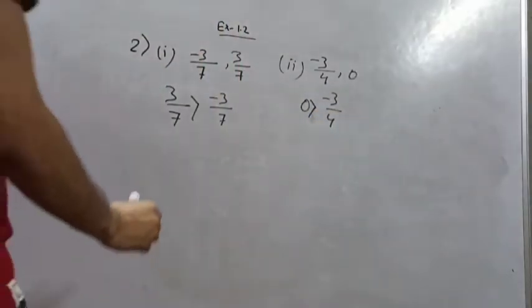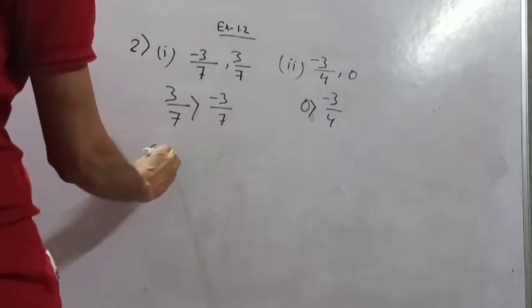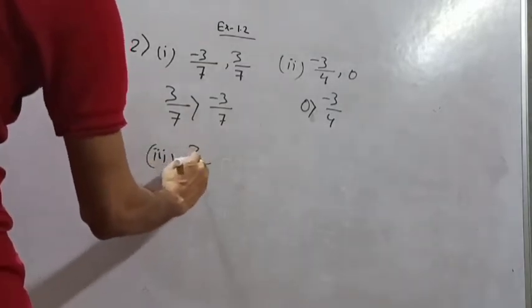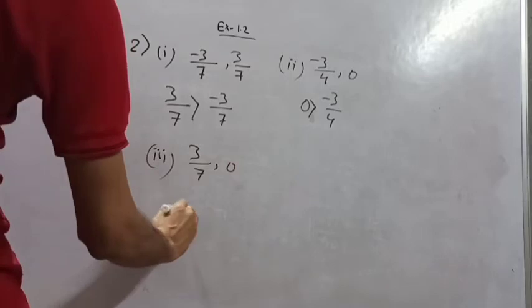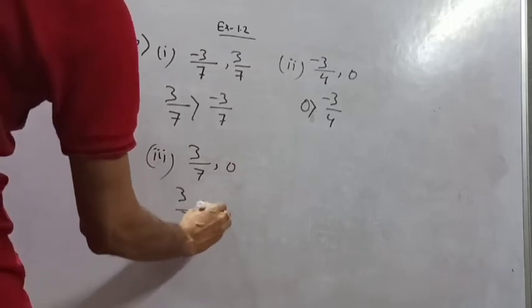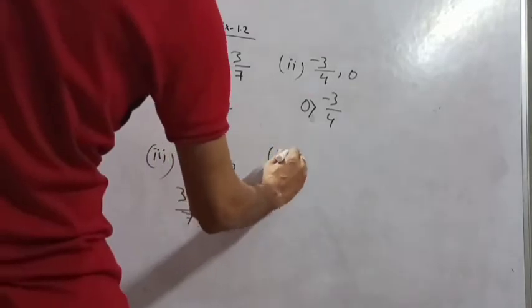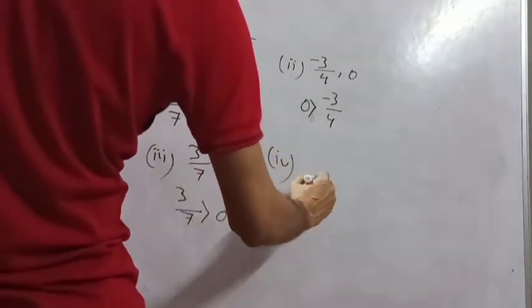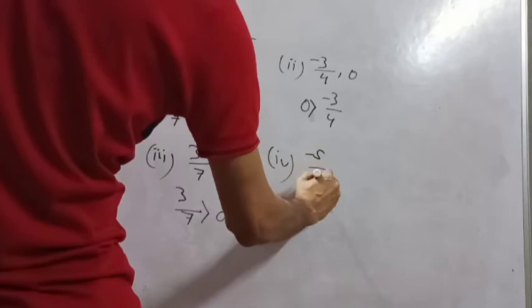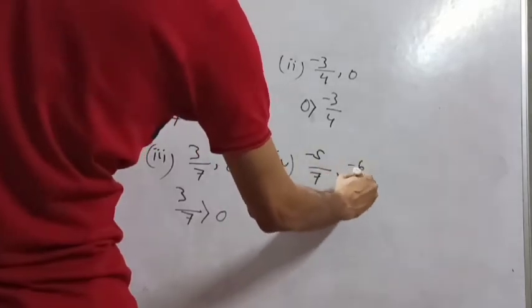So number 3: 3 by 7, comma, 0. Obviously 3 by 7 is greater than 0. Next, both are negative values. You can see minus 5 by 7, comma, minus 6 by 7.